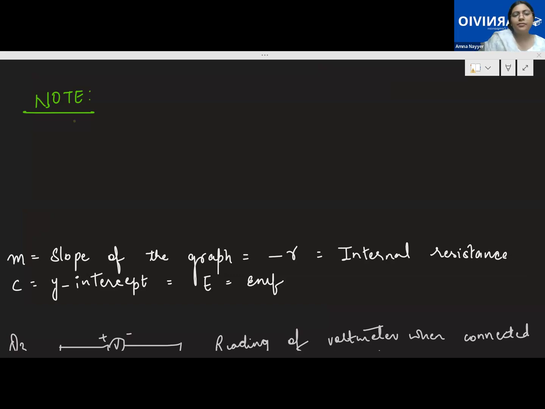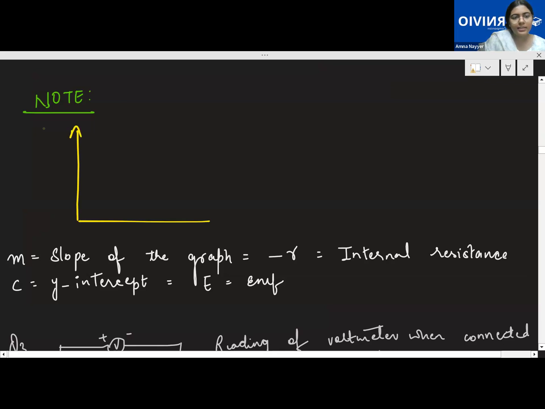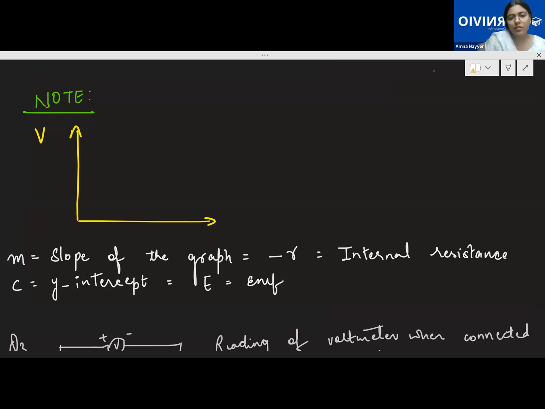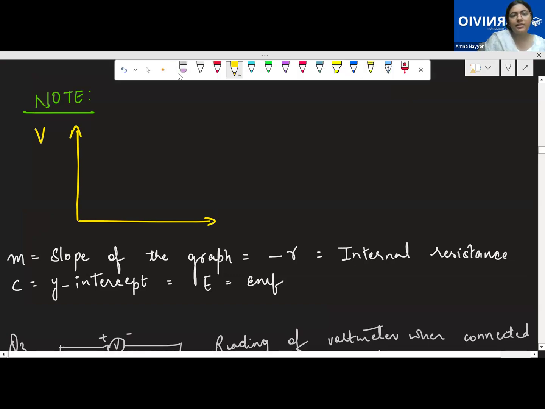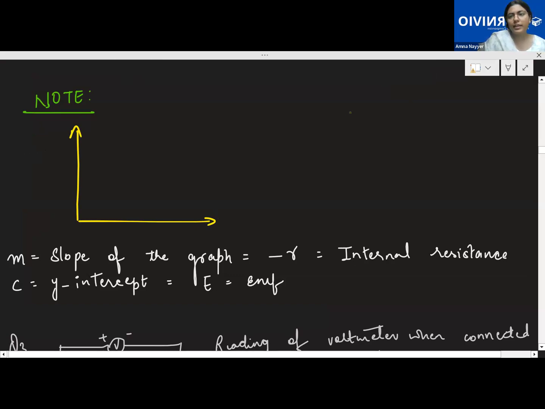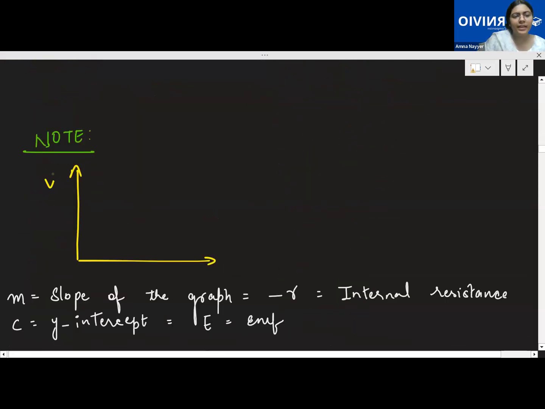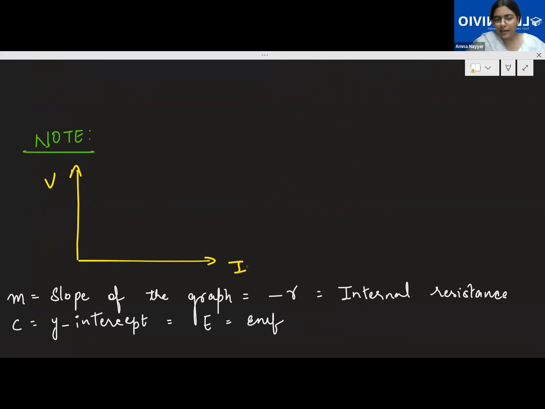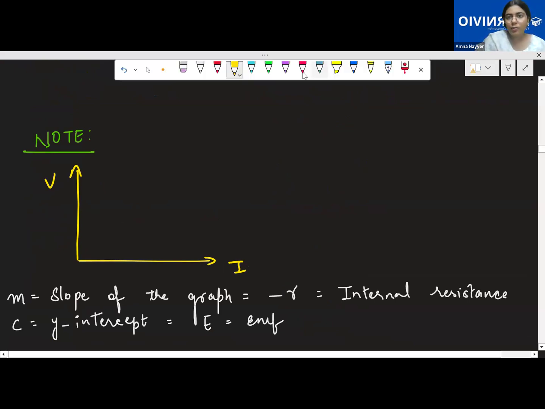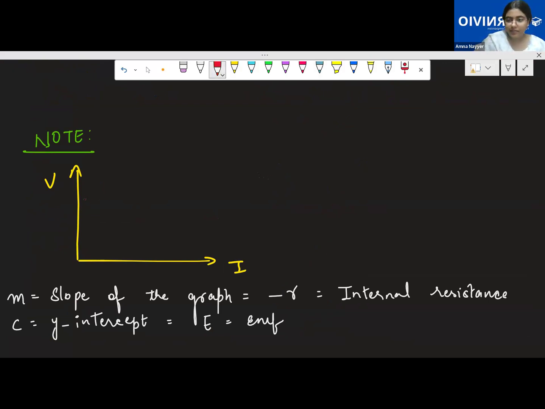From this, I wanted to tell that whenever the graph is plotted, let's say this is V, or in fact, I'll say I versus V graph. Or you take the exact graph, V versus I graph. This question has come in the exam also: what kind of graph will be plotted? They are definitely proportional to each other, but there's a negative sign. That's why the slope will be negative.